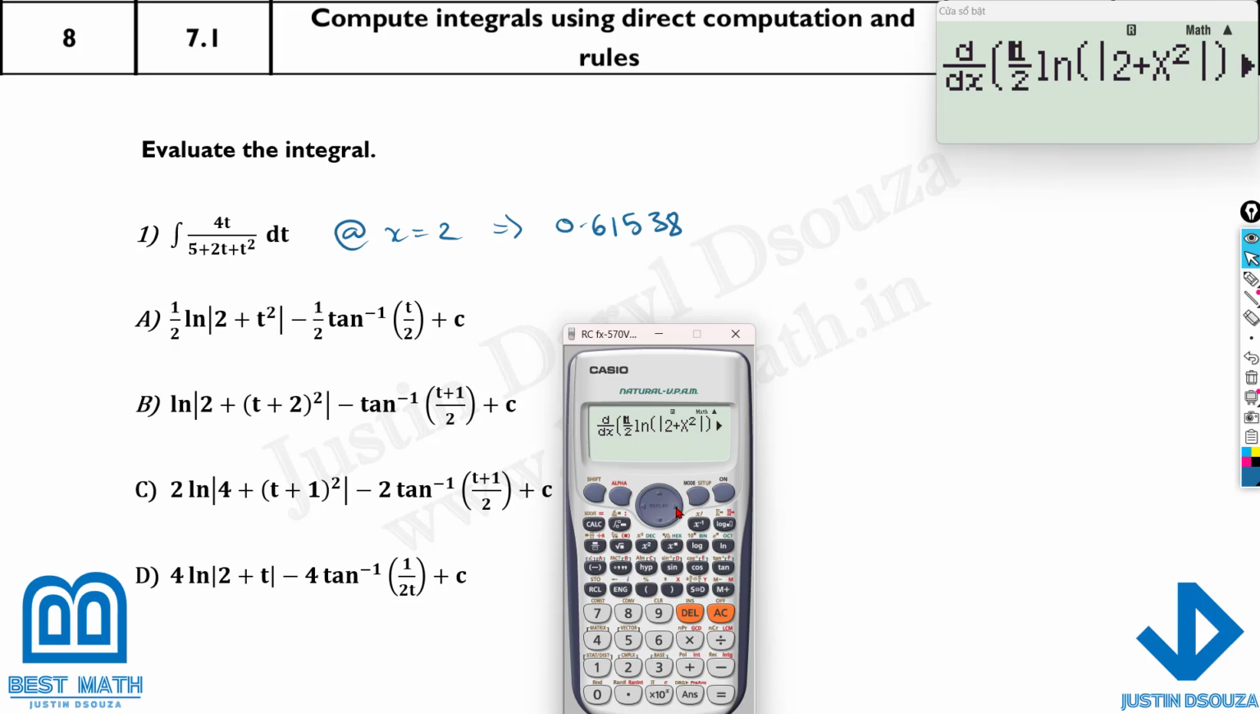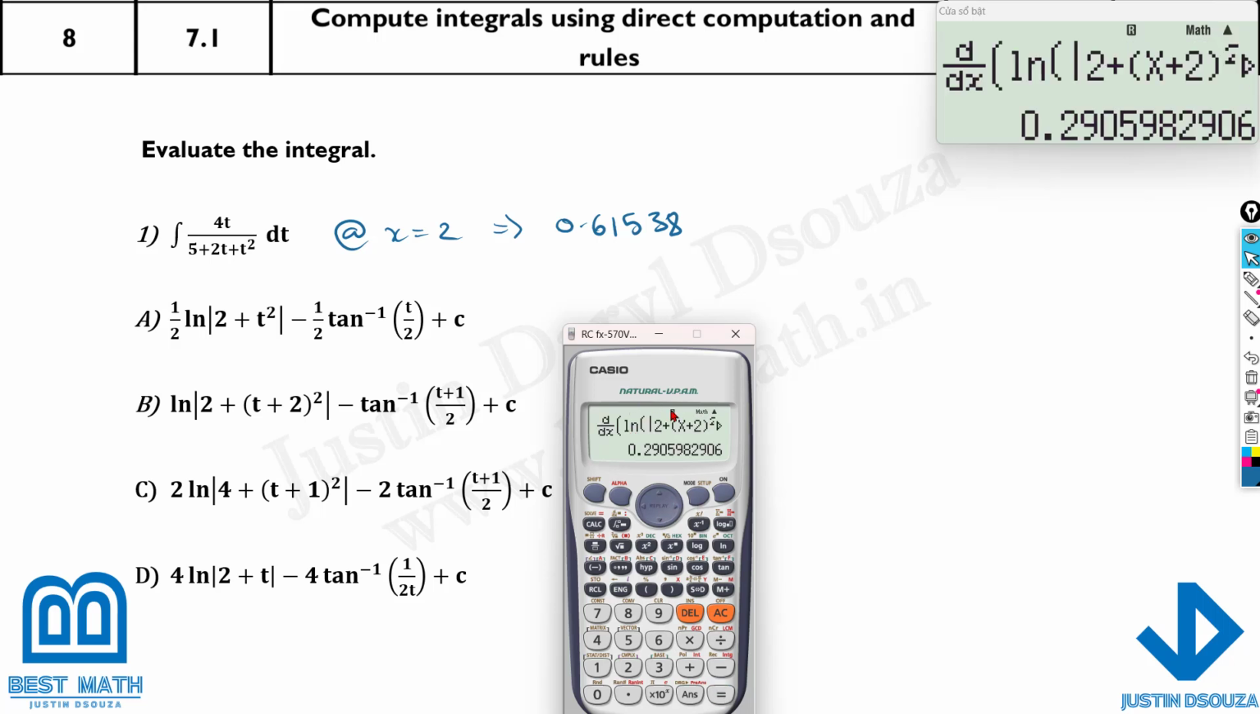It is ln. So I'll remove this entirely. Now it's removed. Ln is gone. It's 2 plus. Now let's open the bracket because I'm following whatever is over here. It's only x plus 2, close the bracket and square it up. Then we have to finish the absolute. Yes, it's done. Minus, now there is no half, minus tan inverse. Now it's x plus 1 divided by 2 plus c. Plus c is not required. That's the answer. It's 0.29, which doesn't match as well.